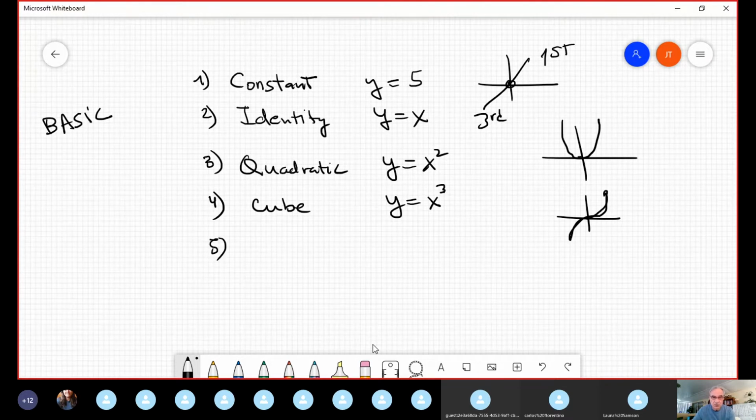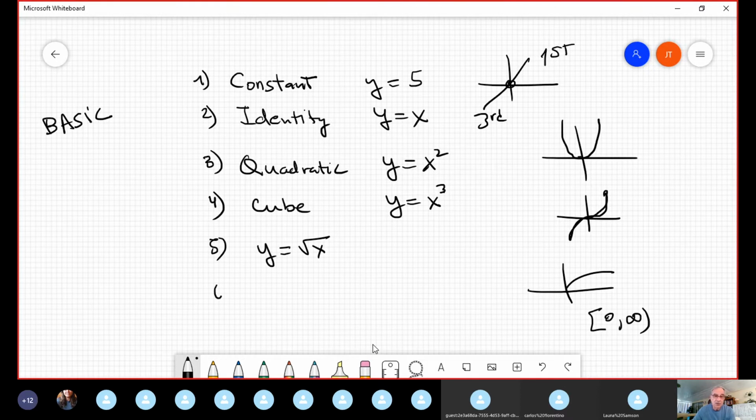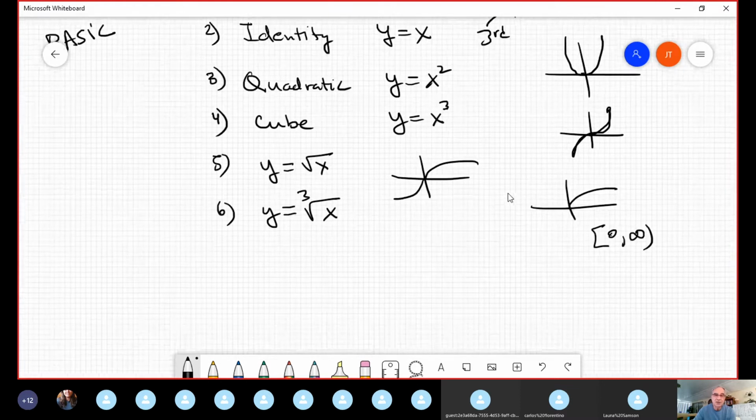Number 5 was a square root. Square root is classical. It's in only one direction, because the domain of this is only positive numbers. The domain is from 0 to infinity. And number 6 is a cubic root. Cubic root is nice. It looks like that. It's similar to the square root, but in both directions.